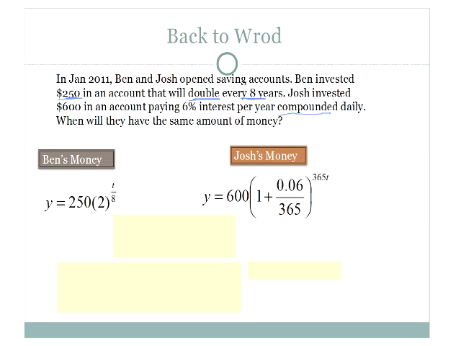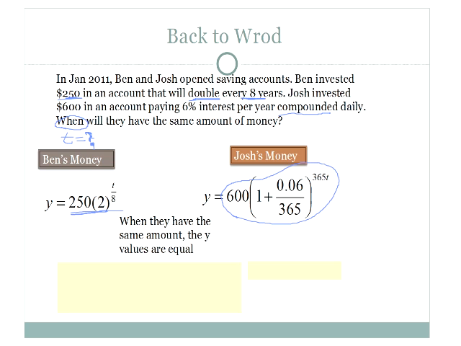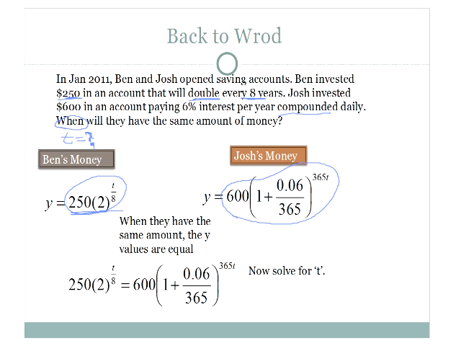Now, when will they have the same amount of money? When means we're solving for t. My answer is going to be t equals something. Not a 2, that's supposed to be a question mark. They're going to have the same amount of money when their y values are equal. If the y values are equal, then these expressions have to be equal. This is what Josh's y value is. This is what Ben's y value is. So we're going to set these equal to each other, and we're going to solve for t.